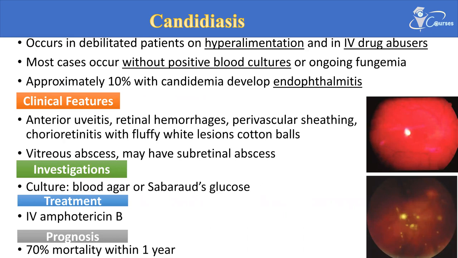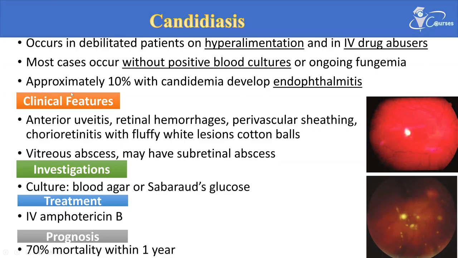The next cause of infectious posterior uveitis will be candidiasis or fungal endophthalmitis. Fungal endophthalmitis occurs in patients who are immune suppressed or debilitated. Usually those patients are in the ICU or are terminal patients, like terminal cancer, or are receiving immunosuppressive medications for renal transplant, for example. Those patients are usually on hyperalimentation or are intravenous drug abusers. This results in entry of the fungus Candida into the bloodstream, and then it will reach the retina.